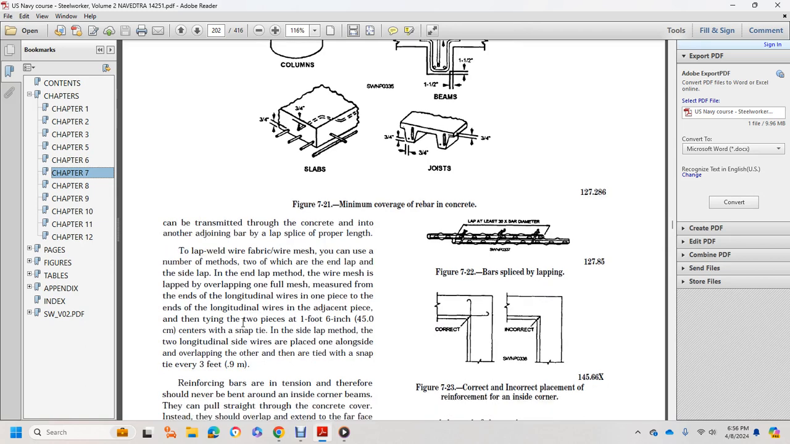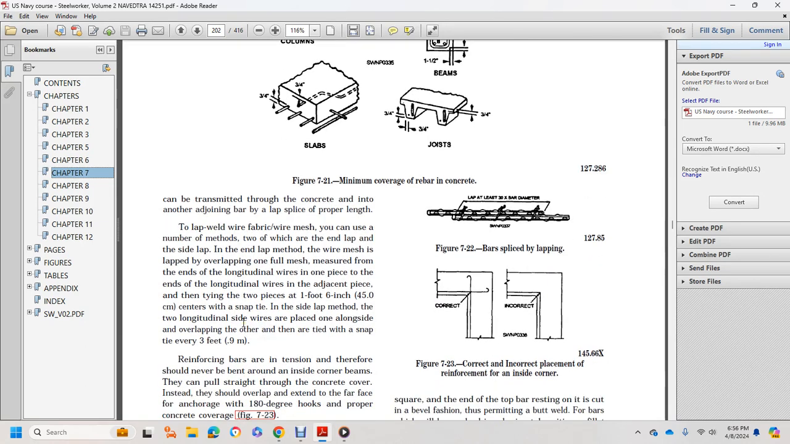For lap of wire fabric and wire mesh, you can use a number of methods. In the end lap method, the wire mesh laps with the overlapping one flush, fully measured from the end of the longitudinal wires of one piece to the end of the longitudinal wires of the adjacent piece, then tying the two pieces one foot six inches, something with the snap tie. In the side lap method, the two longitudinal side wires are placed one alongside, overlapping the other.